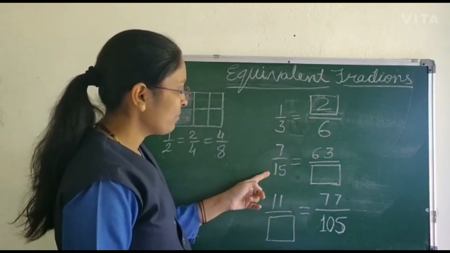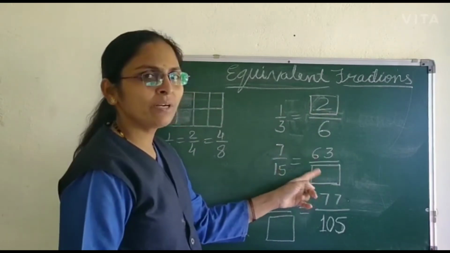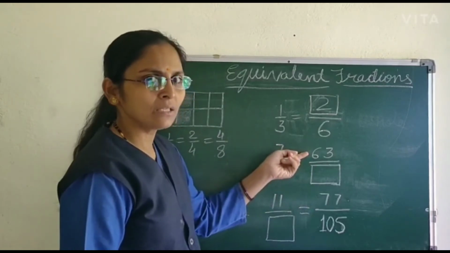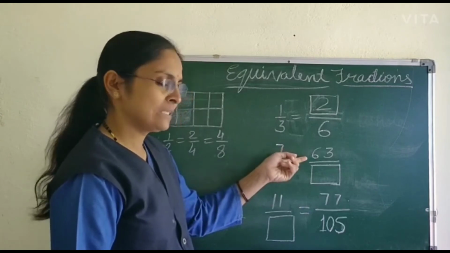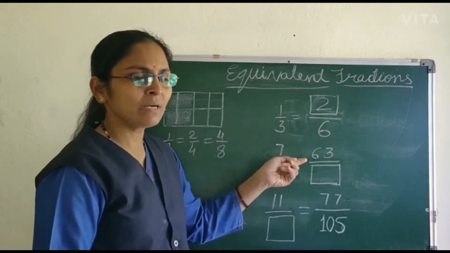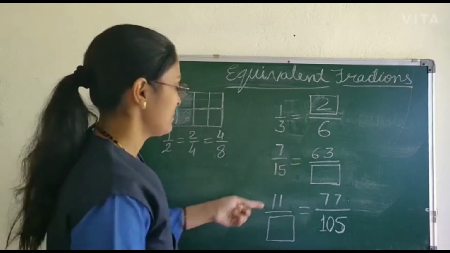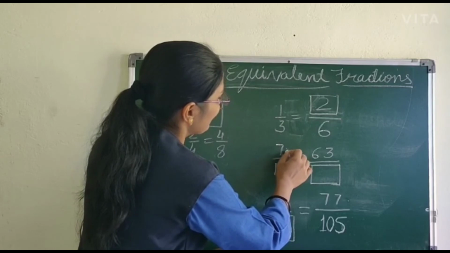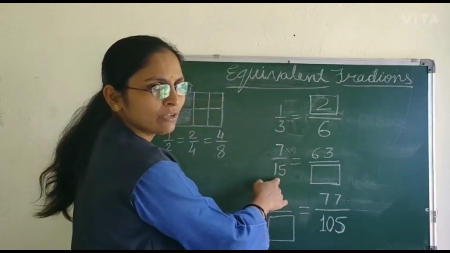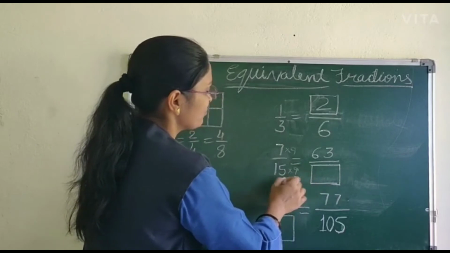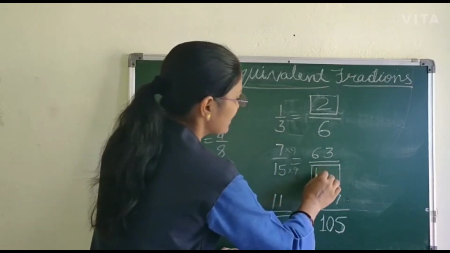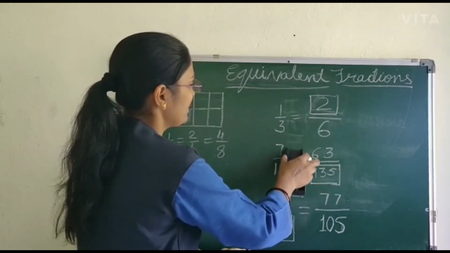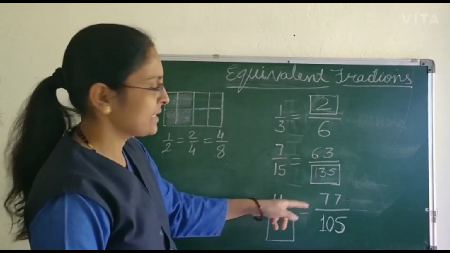Now same here, 7 upon 15 is equal to 63 upon dash. Here we have to find the relation between 7 and 63. What to do with 7 to get 63? 63 is greater than 7, that means multiply. How many times? 7 9s are 63, so I will multiply by 9. The denominator also we multiply by 9. 15 9s are 135. So 7 upon 15 is equal to 63 upon 135.